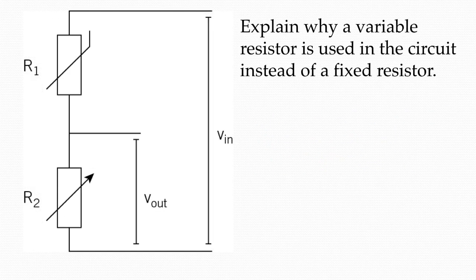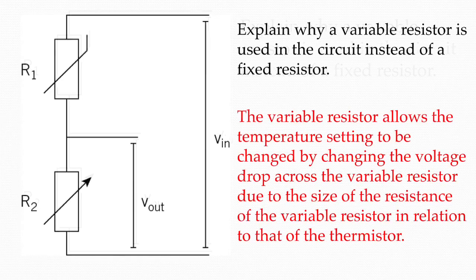Why do you think a variable resistor is used rather than a fixed resistor? Pause the video while you write down your answer. The variable resistor allows the temperature settings to be changed by changing the voltage drop across the variable resistor, due to the size of the resistance of the variable resistor in relation to the resistance of the thermistor.